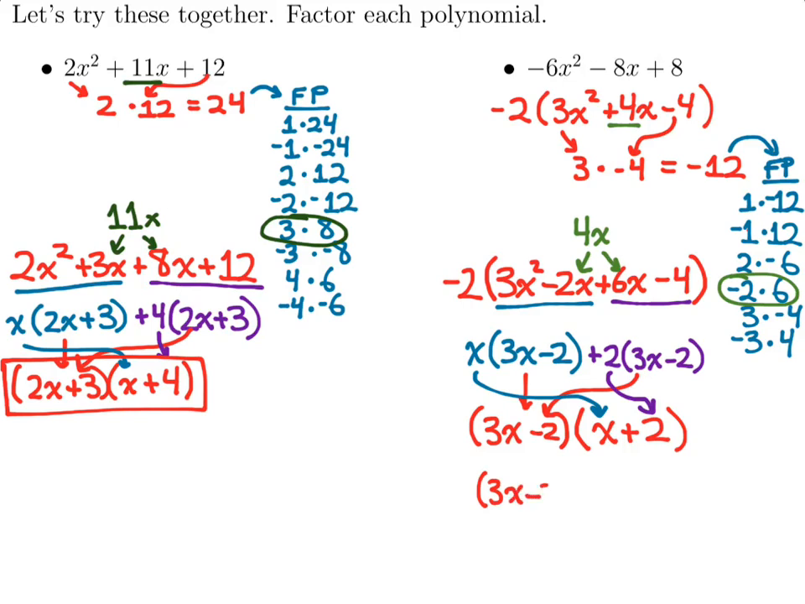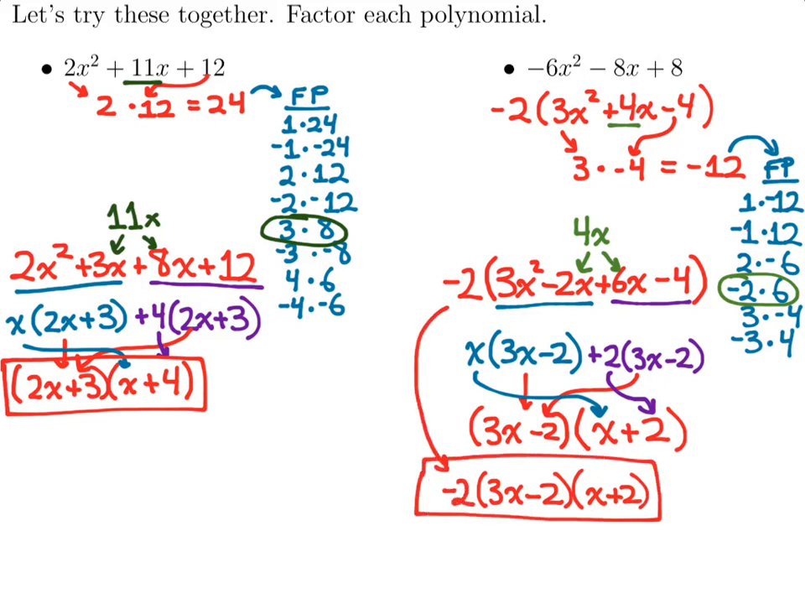Oh, wait, but wait, if you look back at the very beginning, there was that negative 2 we factored out. So let's go ahead and put that in. And that's our actual answer. Boom. Factor out common factor first, then engage in this fun, new, incredibly complicated process.